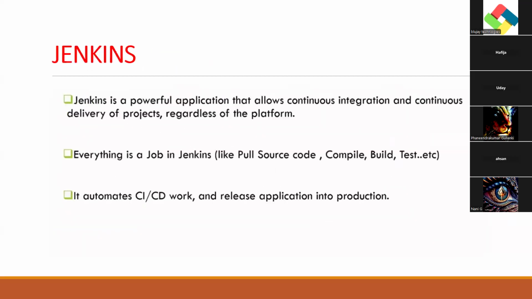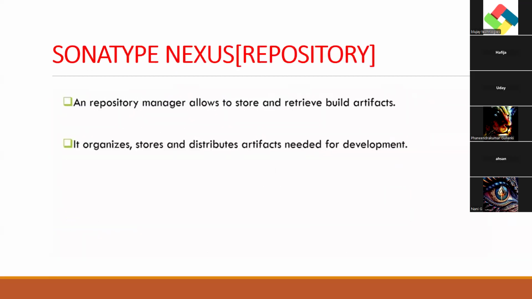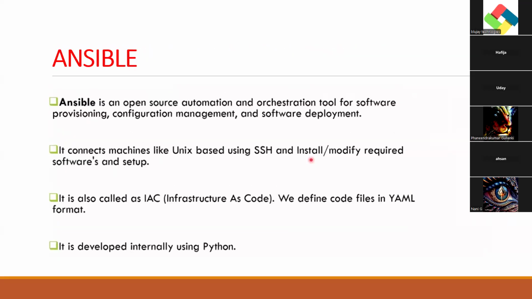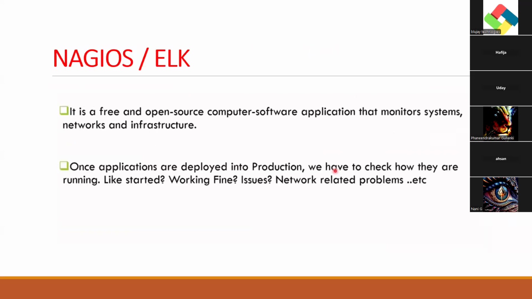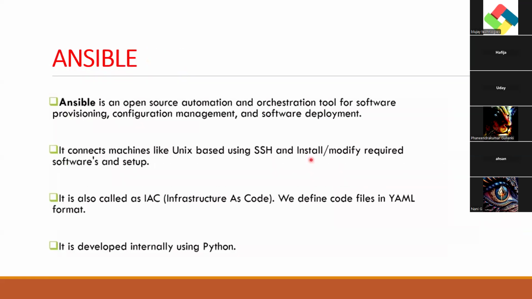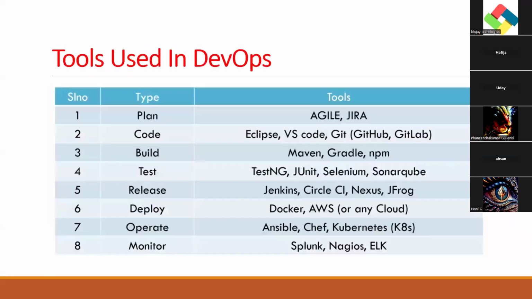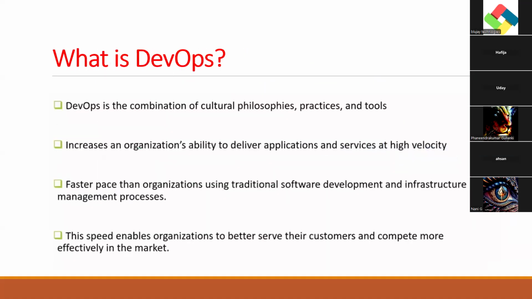Jira, GitHub, Jenkins, SonarQube, something like Nexus, Docker, Kubernetes, Ansible, Nagios, ELK. So these are all the tools we are using for DevOps automation, guys. We'll discuss every tool with you, guys.